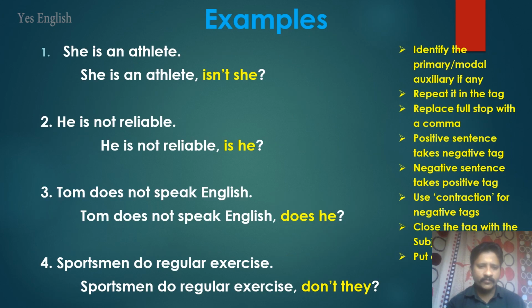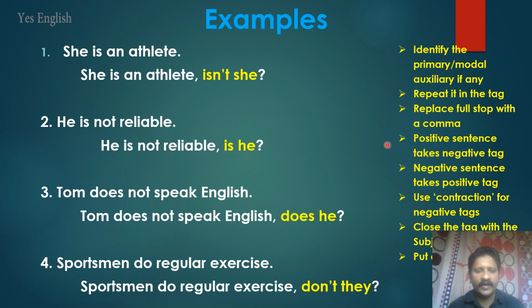Okay, now let's look at some of the examples where we can use these question tags, and let's also look at the steps, so that you understand how to form question tags without mistakes. Number one is she's an athlete. Step number one is identify the primary or modal auxiliary, if any. Here the primary auxiliary is "is", so repeat it in the tag. So "is" comes repeated in the tag, and then we have replaced the full stop with a comma.